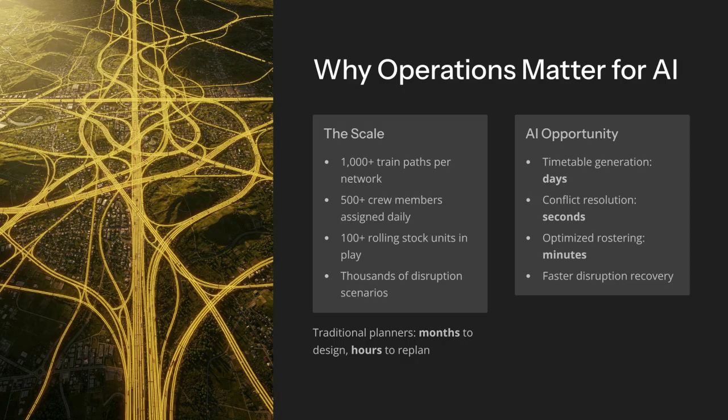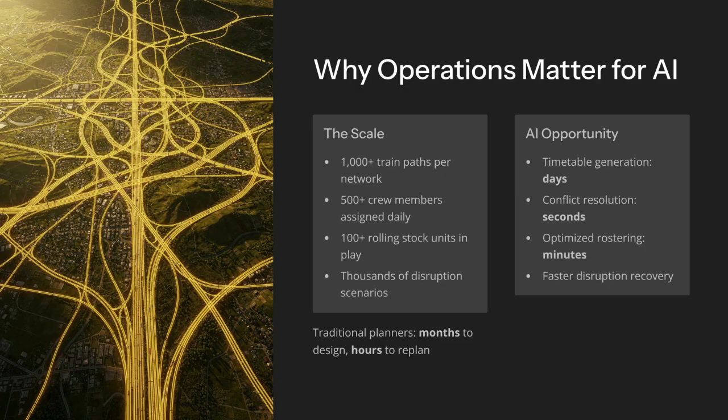Not one option, multiple options for planners to evaluate and choose from. When a disruption hits, real-time AI systems can surface recommended recovery actions in seconds, not the minutes or hours it takes a controller to manually work through the options. Seconds. That's a fundamentally different operating rhythm. And crew rostering using constraint satisfaction methods and machine learning can generate compliant, near optimal rosters in minutes. Rosters that would have taken teams of people days to produce manually.